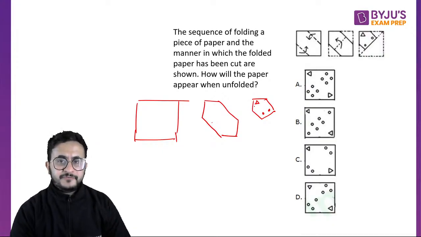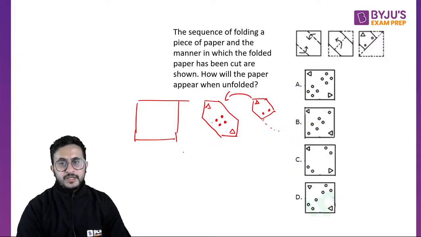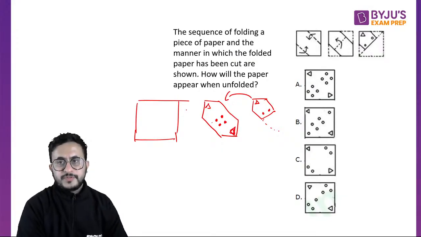Now what will happen when we unfold it? When we unfold it, see this triangle will not be cut because we are unfolding this part. So this triangle will appear on this side. So it is like an inversion of this. So the triangle is cut here. Then we have two dots. So these two dots will appear as four dots and a triangle this side. Now this triangle will look like this, an invert of this.